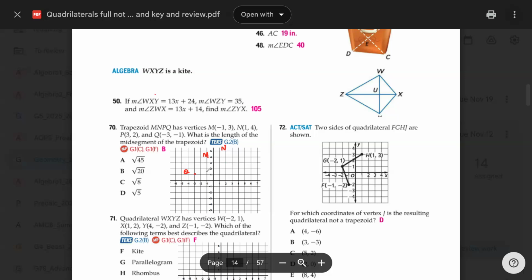Minus 1 comma 3, M. Then 1 comma 4, N. And then 3 comma 2. And then minus 3 comma minus 1 is here. Is that right, Ananya? Yeah. So now, Avyuk, do you know how to find the midpoint of these two line segments? Well, I tried both ways and I still got the same answer, which was square root 50, but it wasn't there.